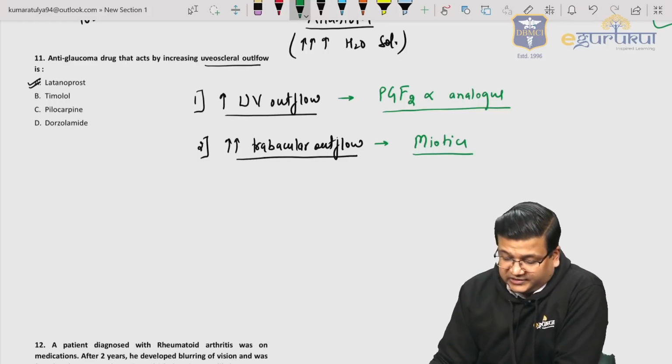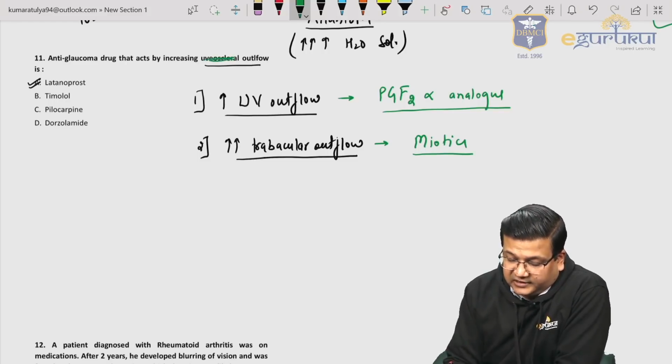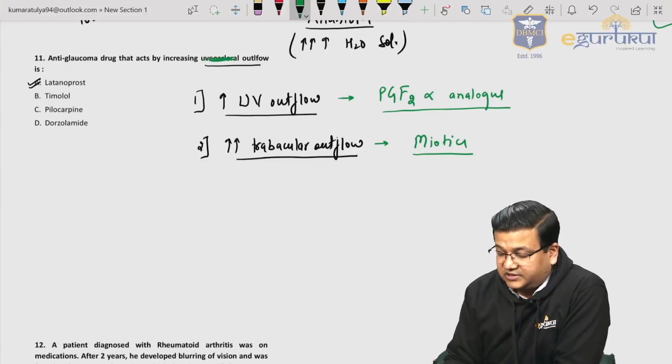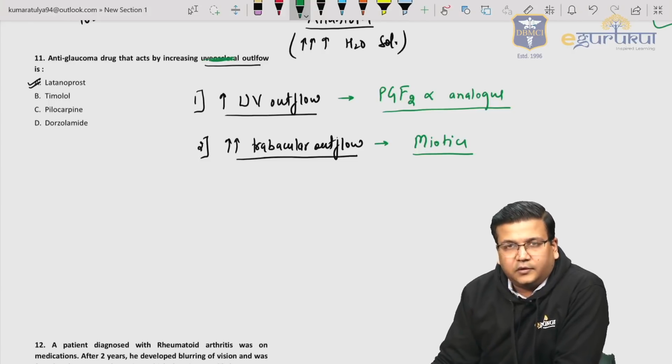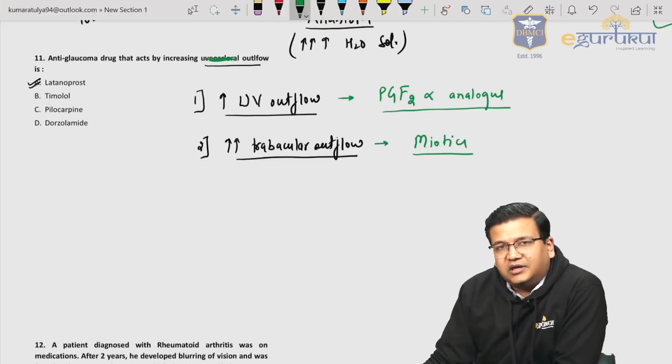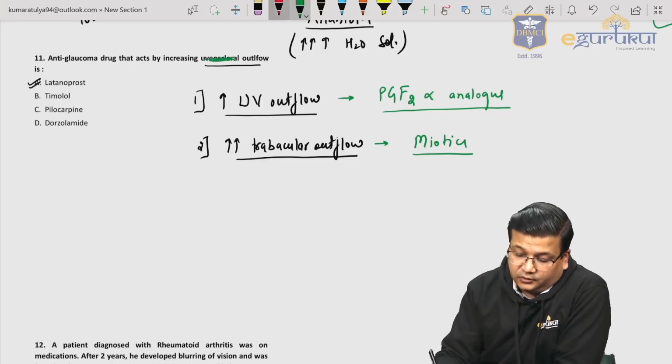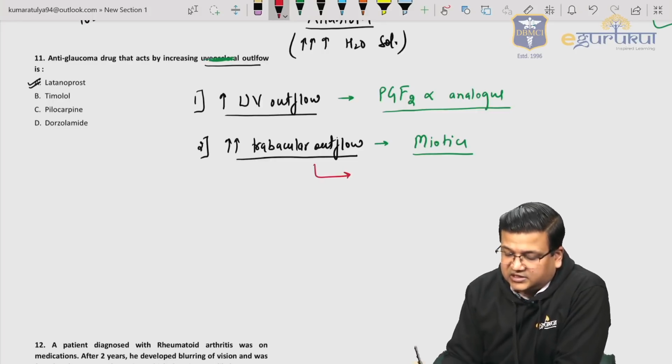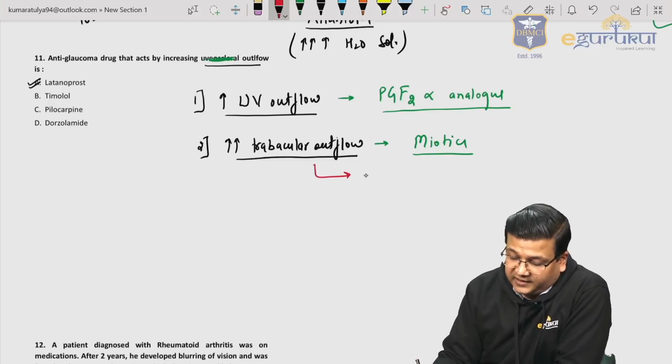So suppose the question asks instead of uveoscleral, suppose the question asks trabecular outflow, you are looking for miotic and there is no miotic given in the option, then which other drug? Do we have any other drug that can also increase trabecular outflow? Yes, nowadays do we have, and we have a new drug known as netarsudil.